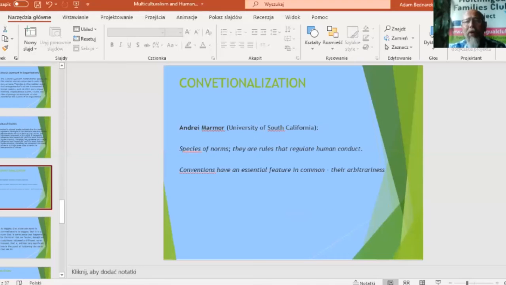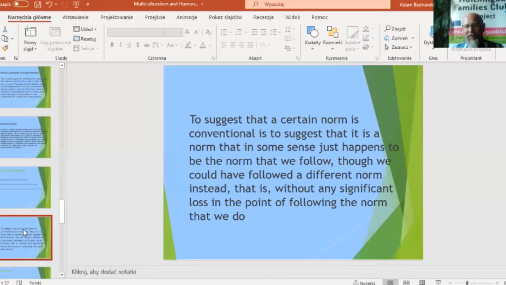And now I want to come to something which is called conventionalization. Conventionalization, as Andrei Marmor from the University of South Carolina said, these are species of norms, rules that regulate human conduct. And conventions have an essential thing in common. That is, they're arbitrary. Arbitrary means that they can be interpreted in different ways. To suggest that a norm is conventional is to suggest that it is, in a sense, the norm because it's just a norm that we follow, though we could have followed a different norm, right? Instead, without any significant loss in the point of following the norm that we are actually now following, right?